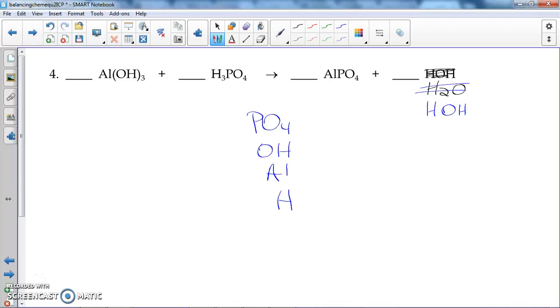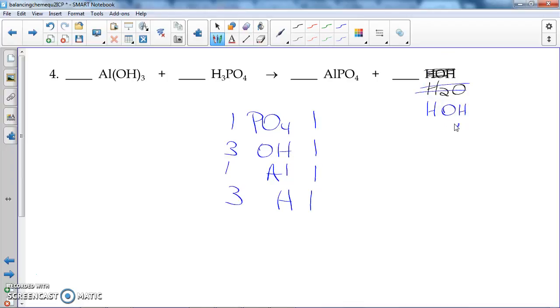So my PO4 on the left is 1, my OH is 3, my Al is 1, and my H is 3. On the right, I have 1 PO4, 1 OH, 1 Al, and 1 H. Again, I would cross off H2O over here, and I would write it as HOH. If you don't cross it off, you sometimes will go back and look at H2O and think you have 2 H's when you really have 1 H and 1 OH. So cross it off so you don't focus on it.